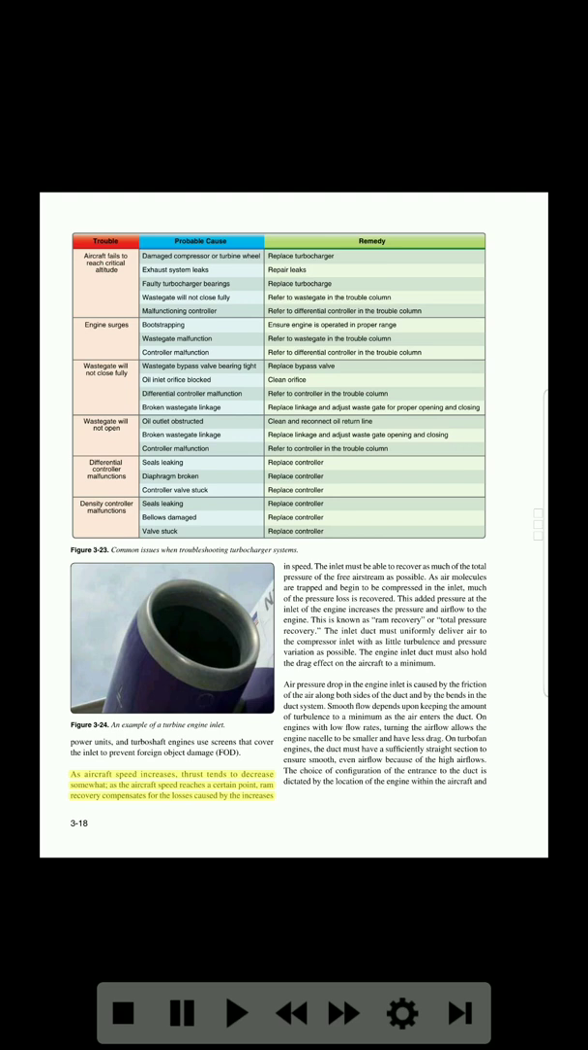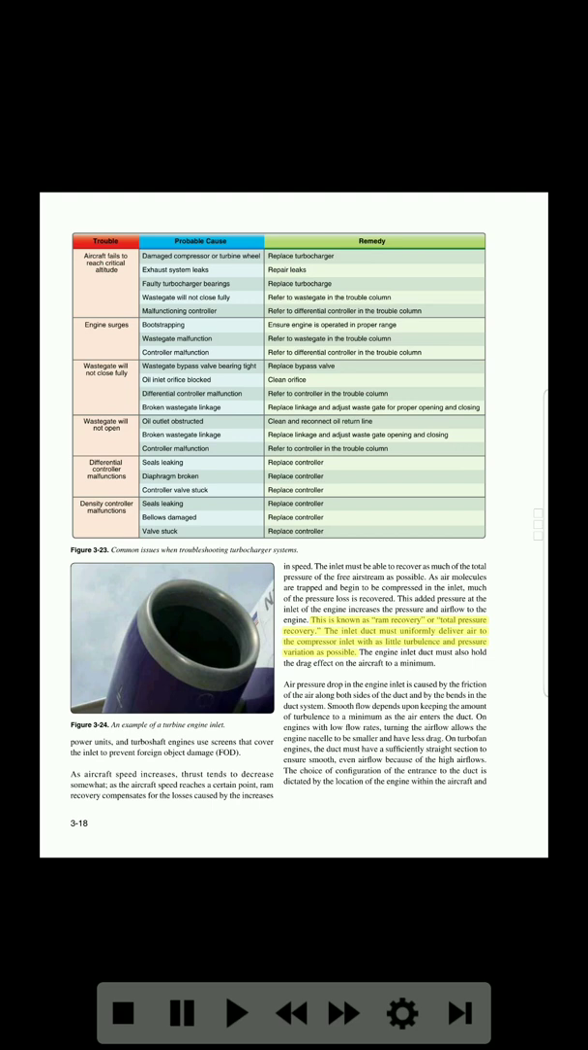As the aircraft speed reaches a certain point, ram recovery compensates for the losses caused by the increases in speed. The inlet must be able to recover as much of the total pressure of the free airstream as possible. As air molecules are trapped and begin to be compressed in the inlet, much of the pressure loss is recovered. This added pressure at the inlet of the engine increases the pressure and airflow to the engine. This is known as ram recovery or total pressure recovery.